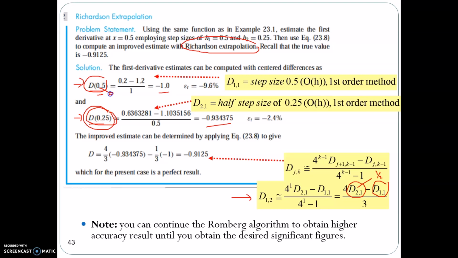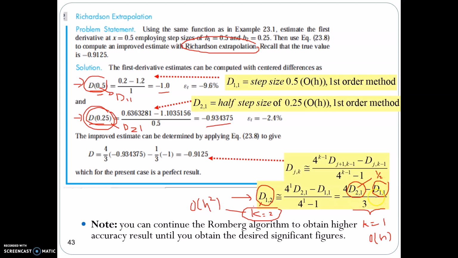Therefore, this result is your D11. And this result will be your D21. Substitute it inside this formula, then you obtain the D12. This result has k equal to 2. Compared to the previous derivative result, you only have k equal to 1. So k equal to 2 has O(h^2) in this case, because the original estimate here you have O(h).